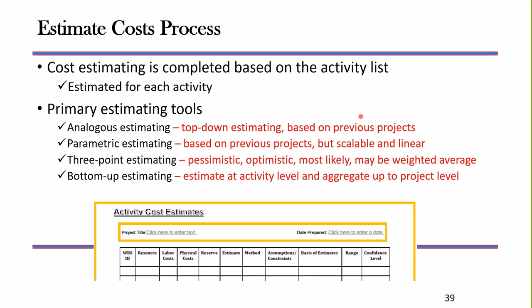Estimate cost process. We have several different tools that we might use to estimate cost, and we're going to come up with a cost for each activity: labor costs, physical costs, reserves, how we estimated it, basis of estimate, the range and the confidence level that we have. Any number of things would be included in our activity cost estimates.